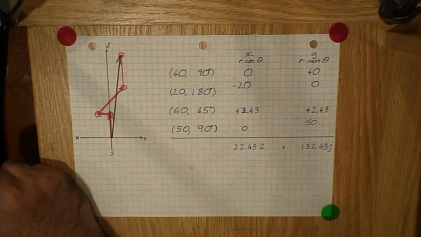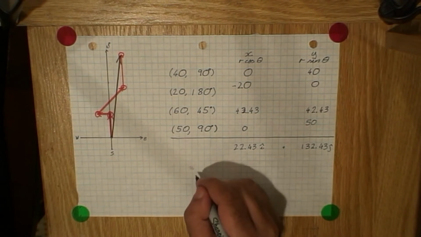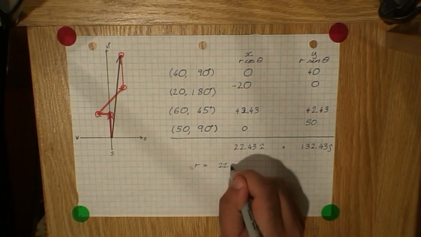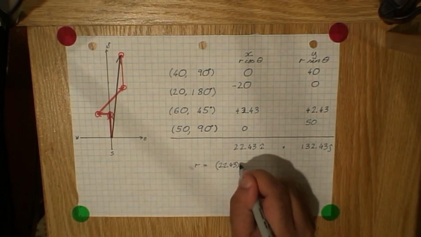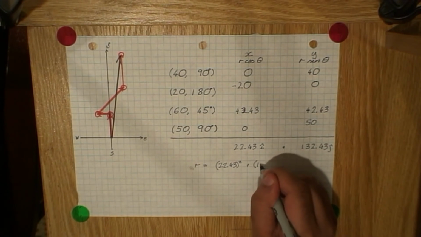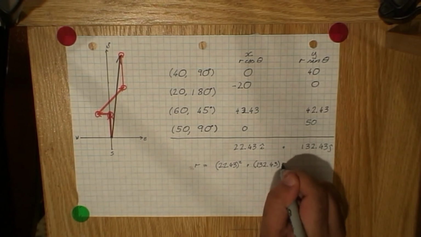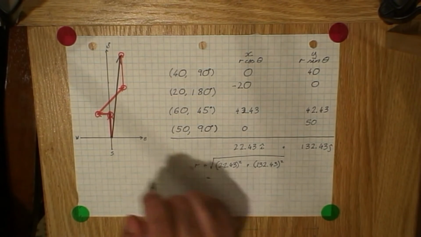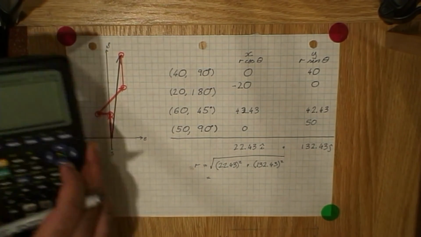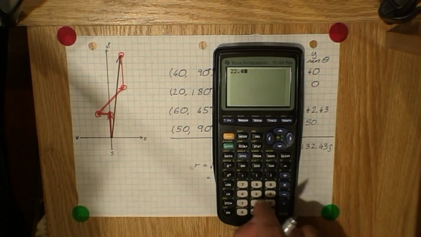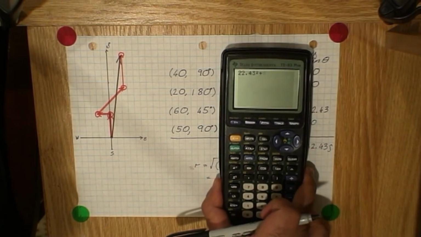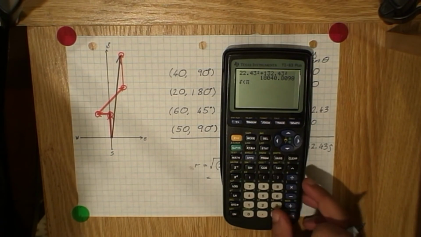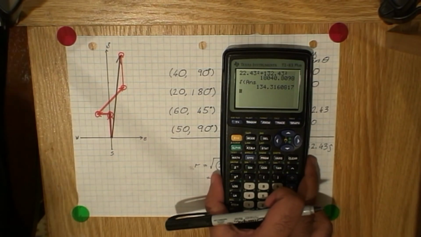And if we want, we can turn this into polar. We use R is equal to 22.43, that's the x component squared, plus the y component squared, and then take the square root. It's just Pythagorean theorem. So that will give us 22.43 squared plus 132.43 also squared, and then you take the square root of the result. 134.32.